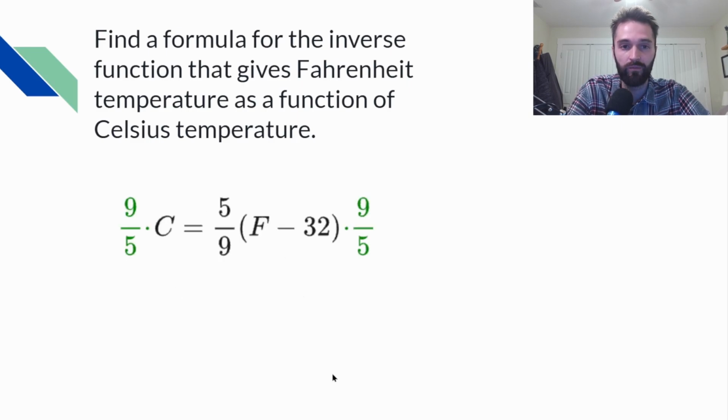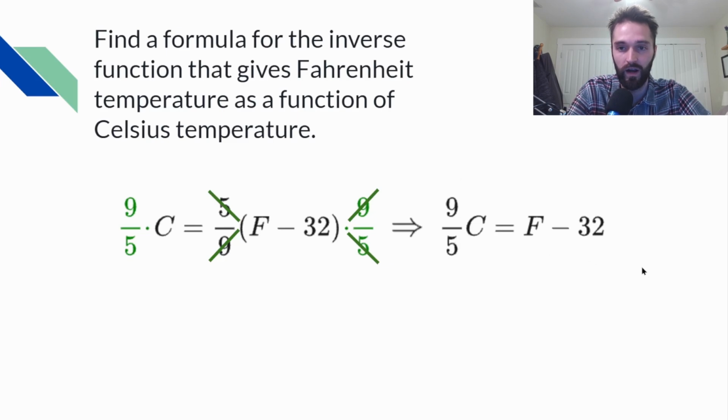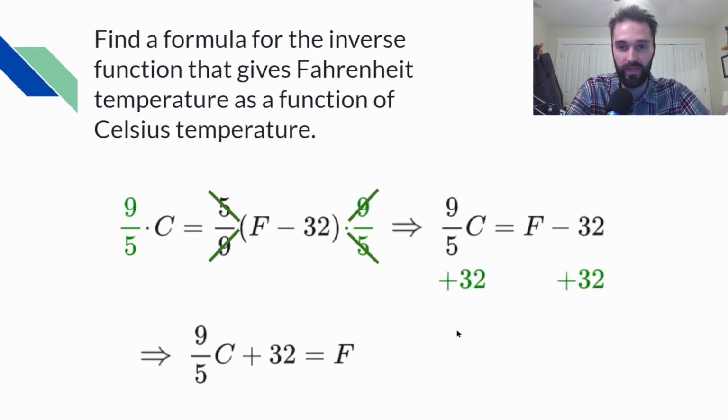So let's take it over here and multiply both sides by 9 over 5. When we do that, the 9's cancel, and the 5's cancel as well. That leaves us with 9/5 C equals F minus 32. And then we add 32 to both sides, and that gives us F equals this expression in C.